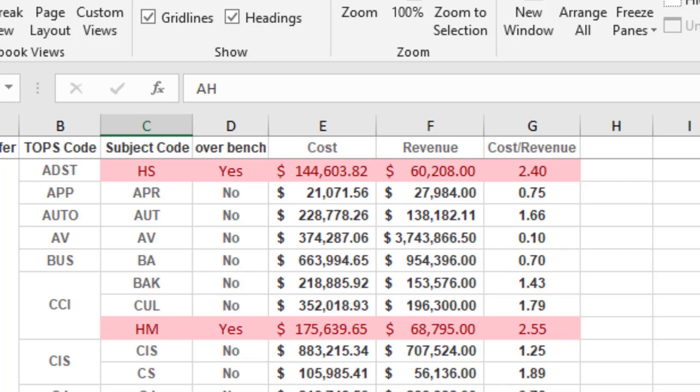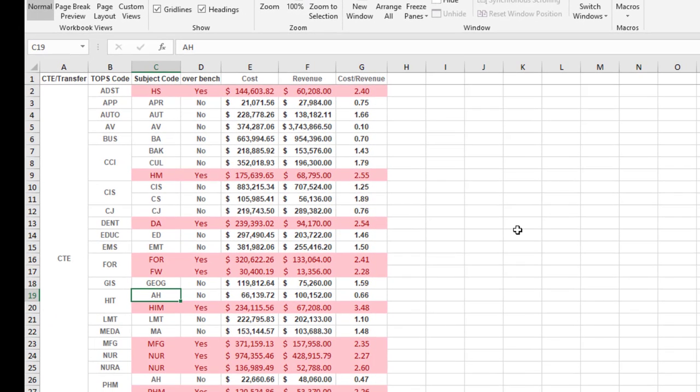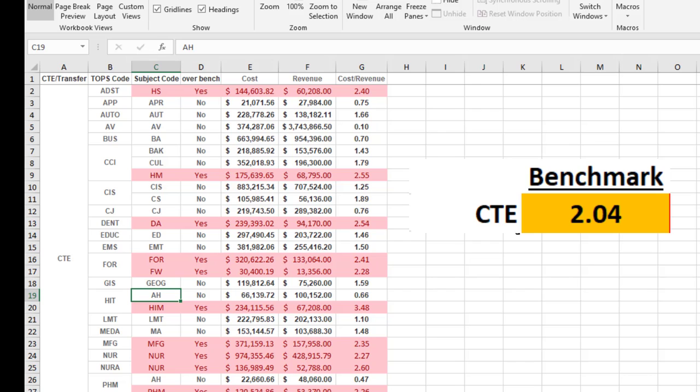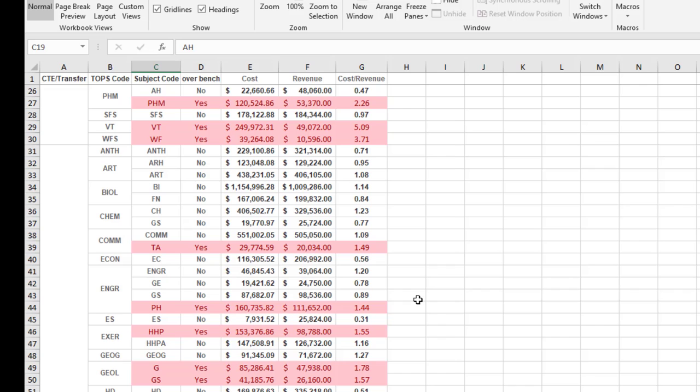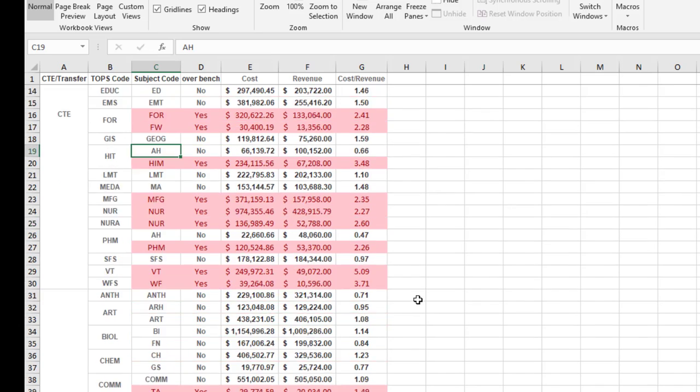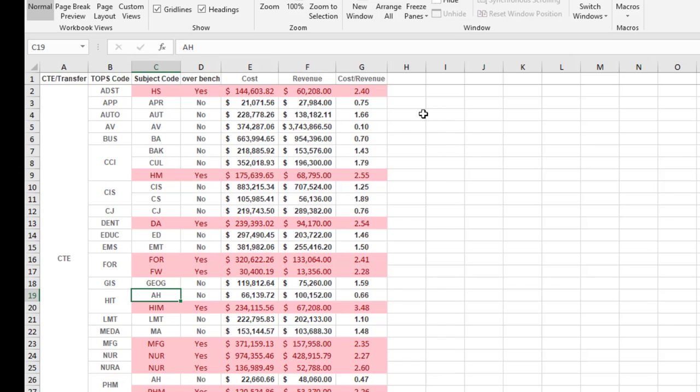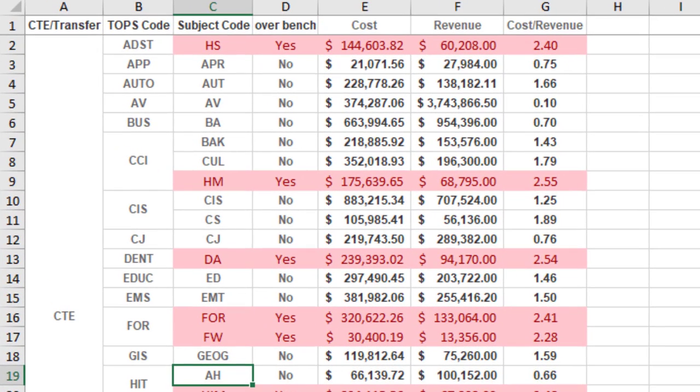And you keep scrolling down to see the other ones, HM, which I've totally forgotten, hospitality management maybe, dental assisting there, forestry, FW, I'm not sure what FW is. But anyway, all of those are bigger than 2.04, so they all trigger a threshold. And if you scroll down to transfer, they got to be bigger than 1.41. Any number that's less than 1, like for example, looks like the apprenticeship one up here, aviation caught my attention. Aviation has a 0.1 cost to revenue.